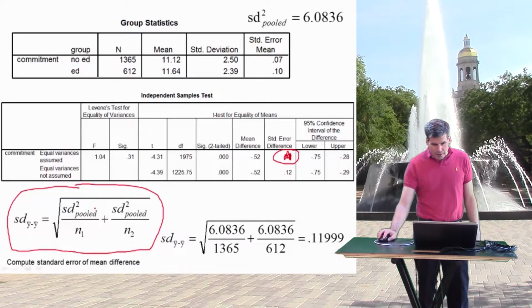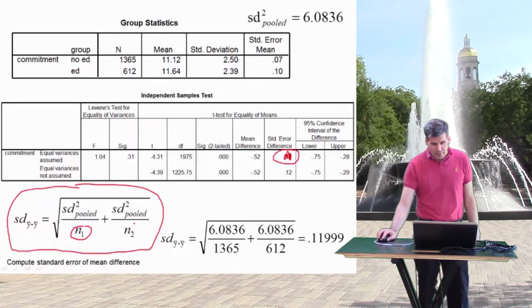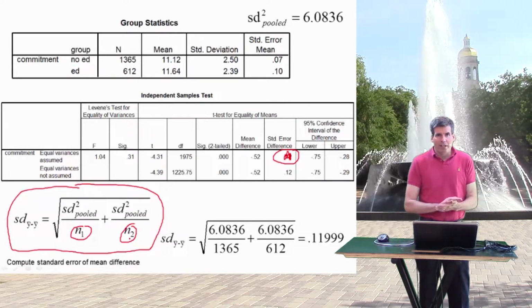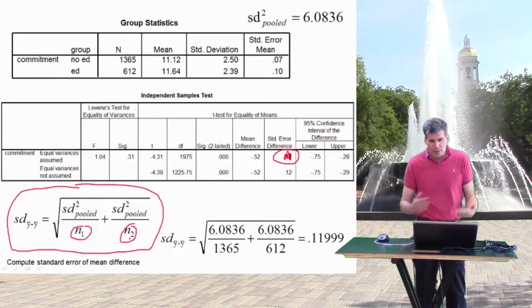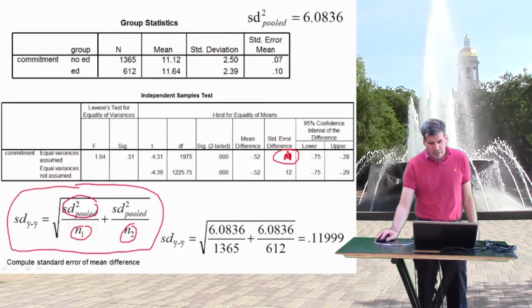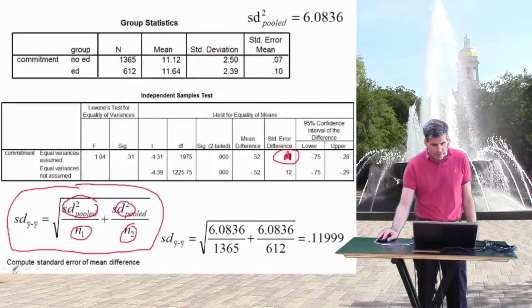And note that in the denominators here, we've got the sample size for group 1 and the sample size for group 2. Those will be two different sample sizes, unless we happen to have equal numbers of people in each group, but that's kind of rare. But this pooled variance is the same value. We put that exact same value in both places.